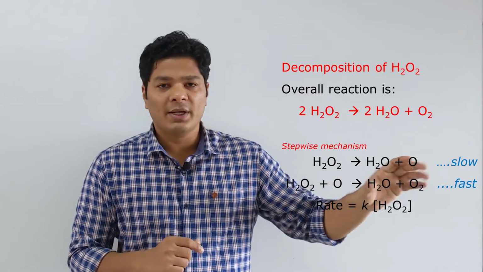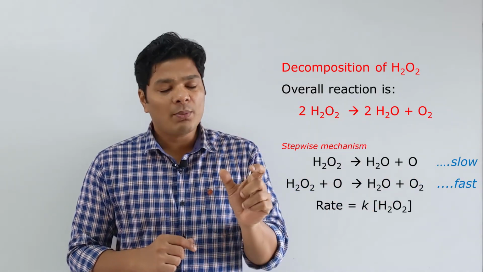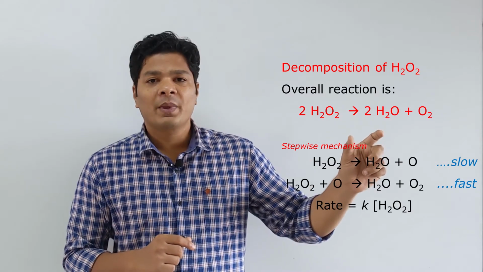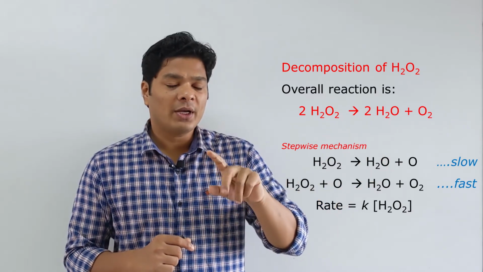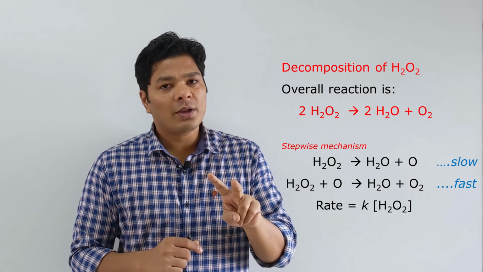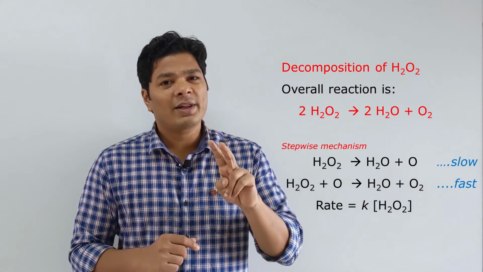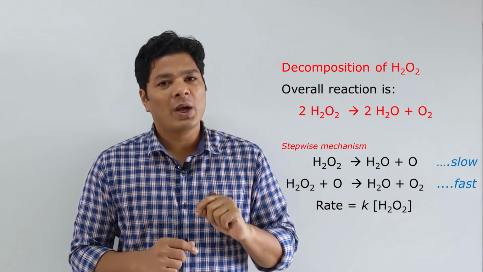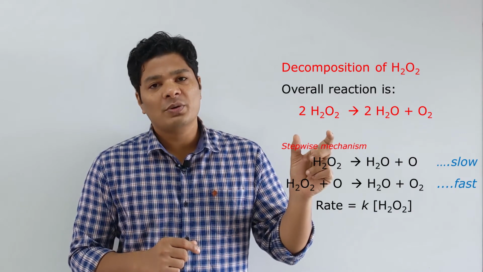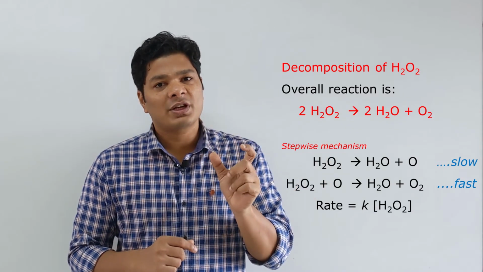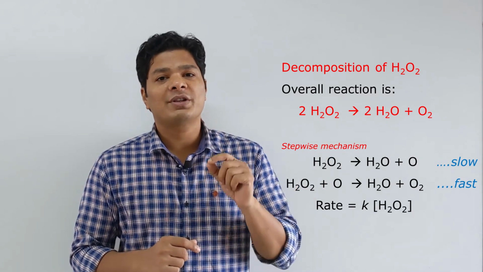I don't care about products, I care only about the reactants. One molecule of reactant giving you products, so the molecularity of the first step is 1. The second step is 2 molecules giving you products, so the molecularity of the second step is 2. But it so happens the first step is the slowest step. Molecularity of the first step is 1, so the order of the reaction is 1.